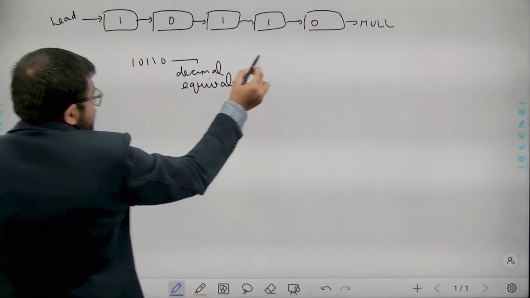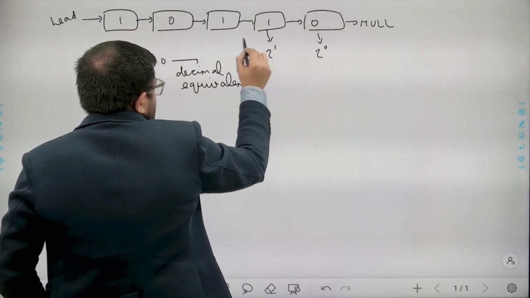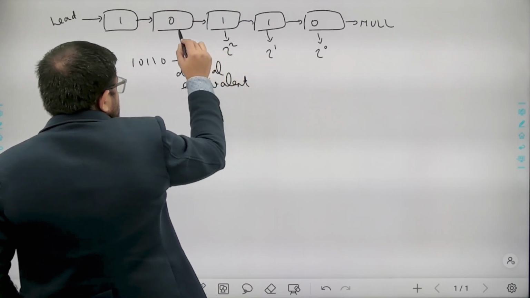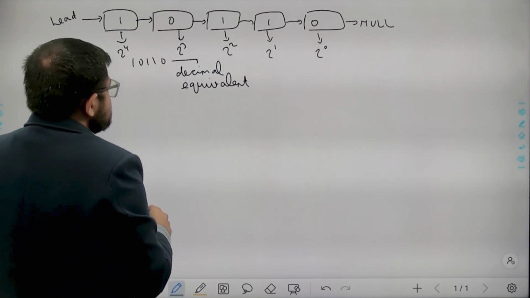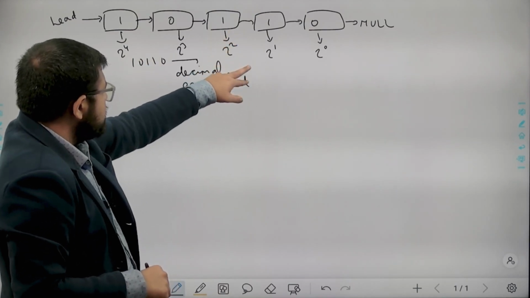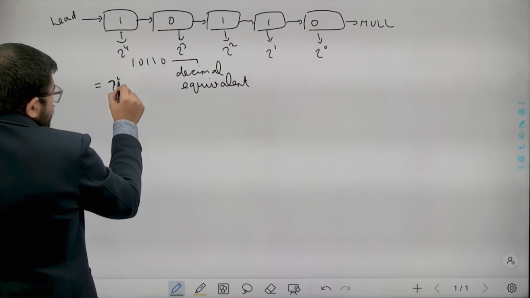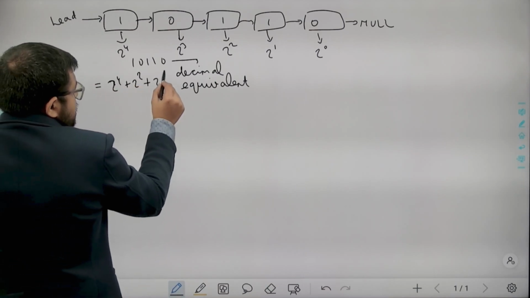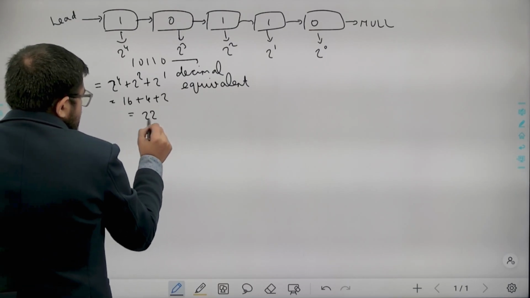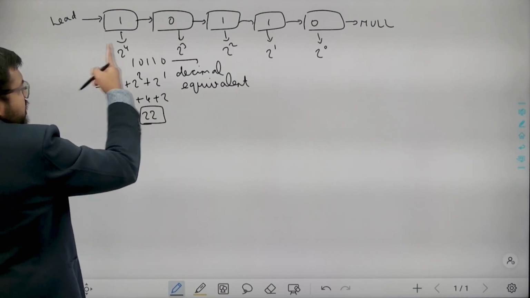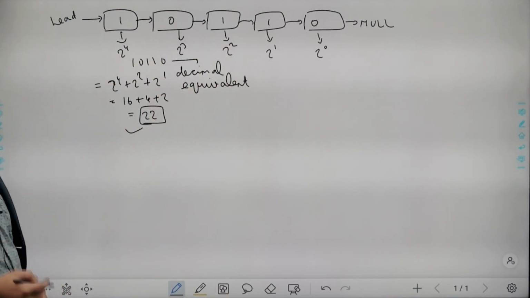This is the LSB. So this will contribute 2^0. This will have 2^1 value. This will be 2^2. This will be 2^3. And this will be 2^4. So this is how much? 2^1 plus 2^2, that is 2. This is how much? 2^4 plus 2^2 plus 2^1, which will be equal to 16 plus 4 plus 2, which will be equal to 22. So the decimal equivalent of this linked list is how much? 22. So how will you solve this?